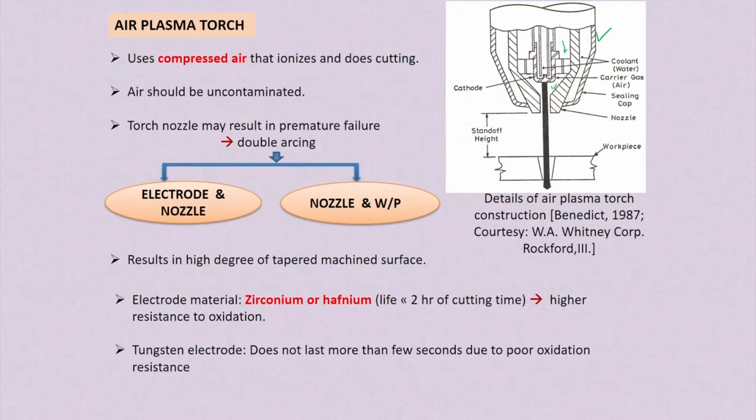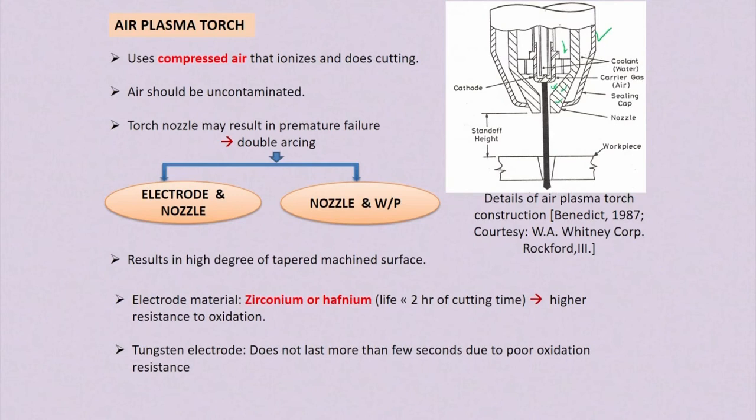It is compressed air. Here compressed air is used, and it is actually filtered compressed air. This air should be uncontaminated. If contaminated air or some moisture comes in, because of the huge temperature it will damage the nozzle. That's why this air should be filtered, and uncontaminated compressed air is used as the plasma gas in this kind of air plasma torch. It uses compressed air that ionizes and does the cutting action.